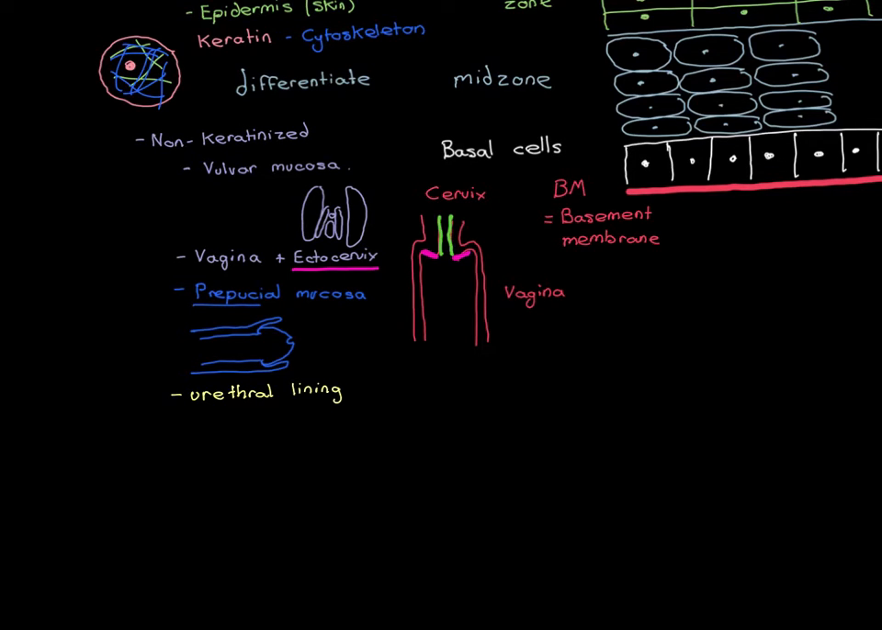Finally, I've got two more examples. So more examples, and I think rather than continuing this downwards, I'll put some here. So the lining of the anus is also a non-keratinized squamous stratified epithelium, and then also the oral cavity is a non-keratinized squamous stratified epithelium, along with the oropharynx behind it.